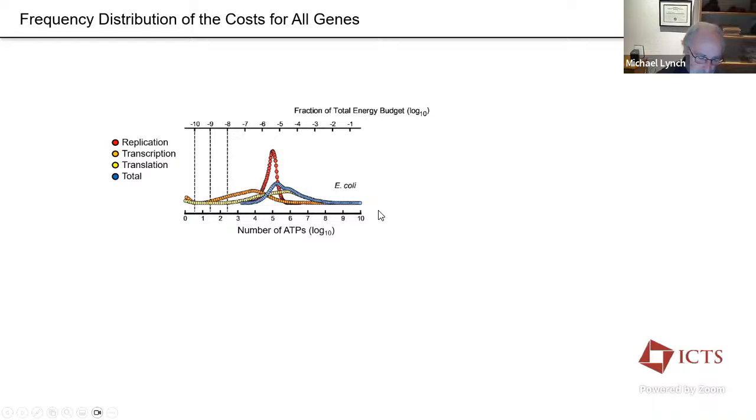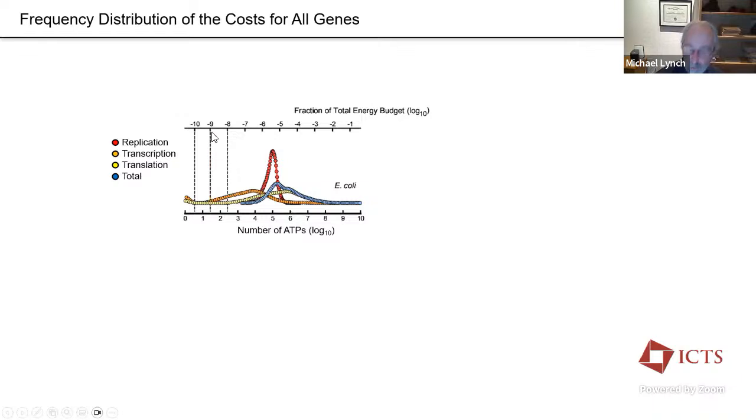Now remember, what's important here is we have to take the absolute cost of a gene and divide it by the total energy budget of the cell, the total cost of a cell. And that's what's done up here. We're just dividing all these numbers down here by 3 times 10 to the 10th, which is the total energy budget of an E. coli cell. And so these are the fractional costs of the cell's energy budget.